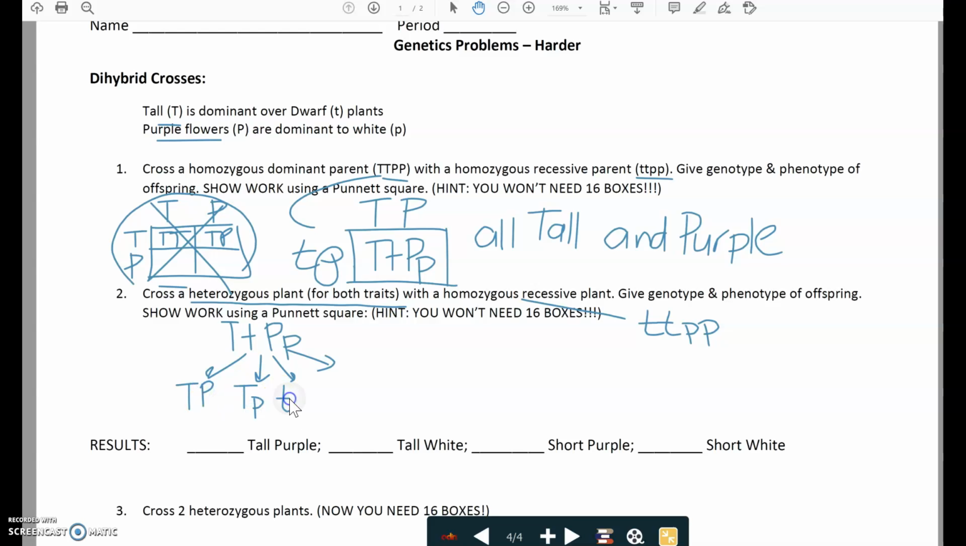They could give little t with big P, or little t with little p. Those are the four options. This parent, easy, right? They can only give little t and little p. That's it. So, Punnett square.